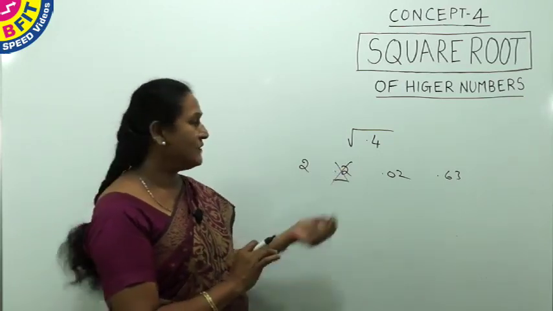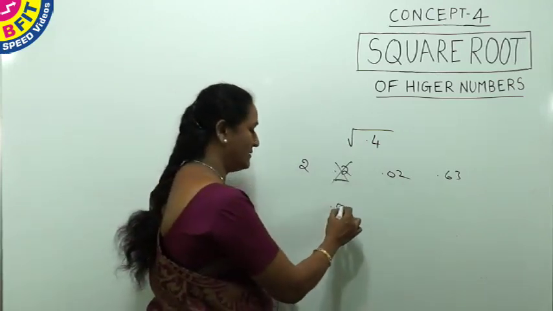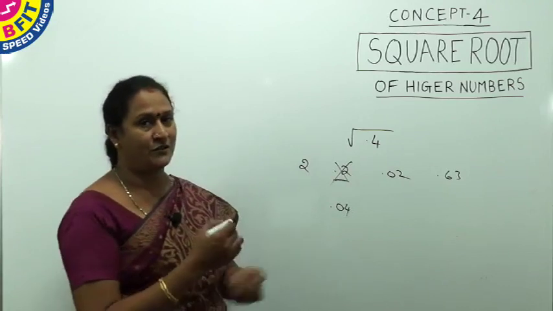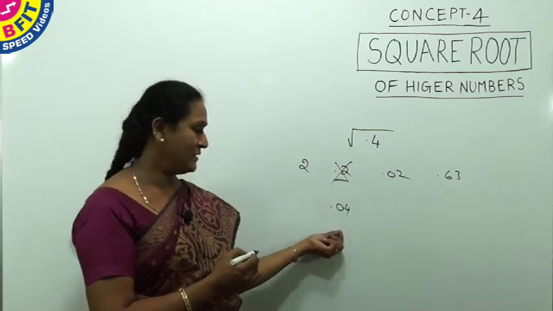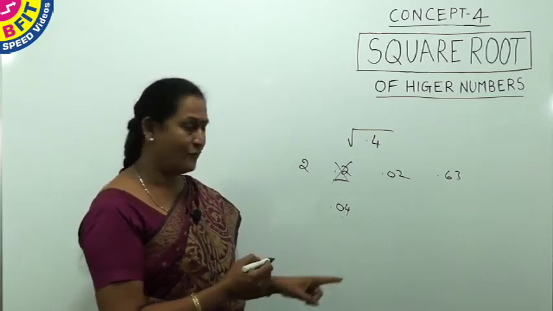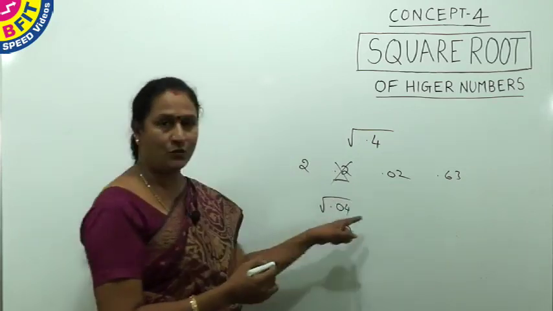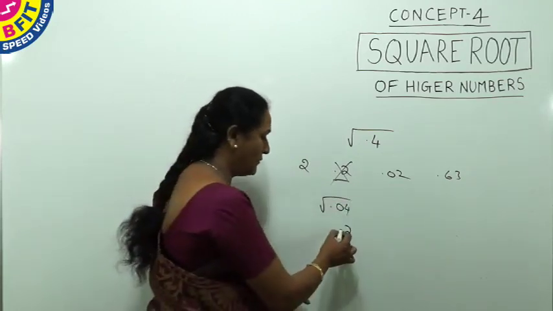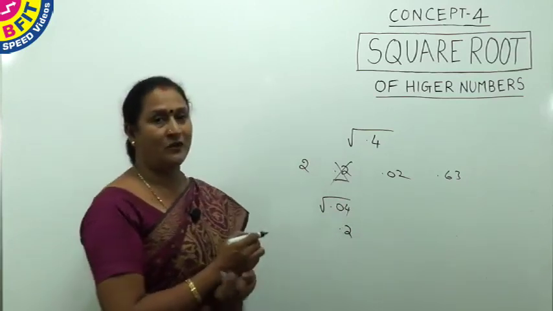And also this is not 4. So 4 is written like this. It is written like 0.04. So this is 4, so we have here two decimal places. And what is the square root of 0.04? For 4, the square root is 2. And as we have two decimal places, the square root will have half the number of decimal places. So 0.2 will be the answer.